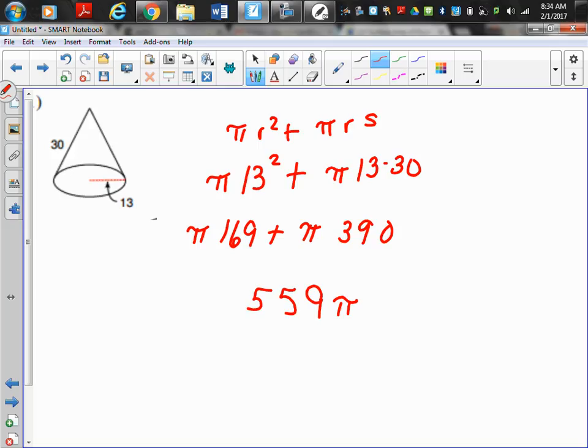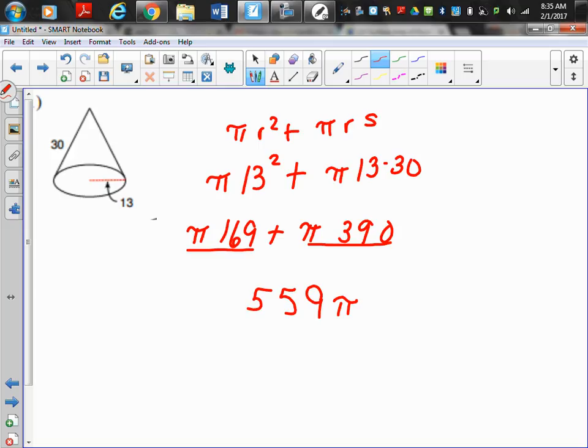You want us to use the pi button or to put in 3.14? So 3.14 times 169 plus 3.14 times 390 is 1,755.26. All right. If they do not want your answer in terms of pi, you plug this in, plug this in, and it'll give you an answer.